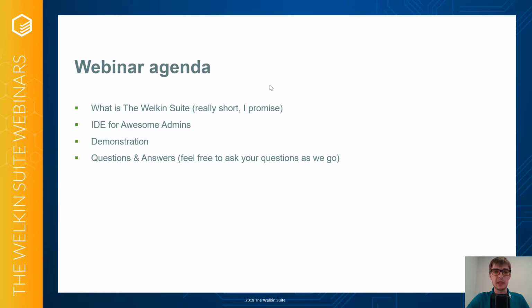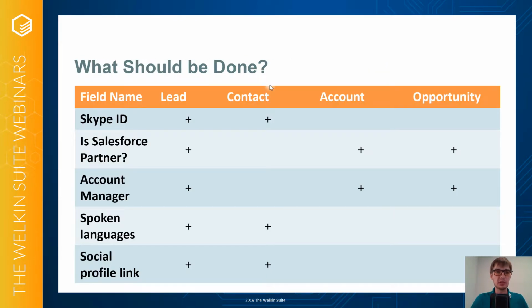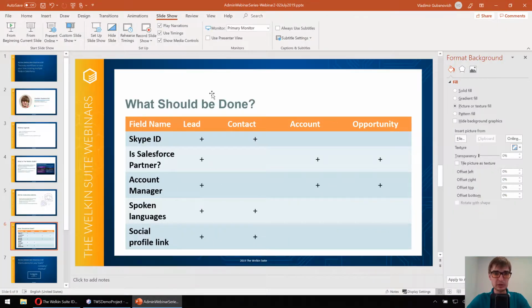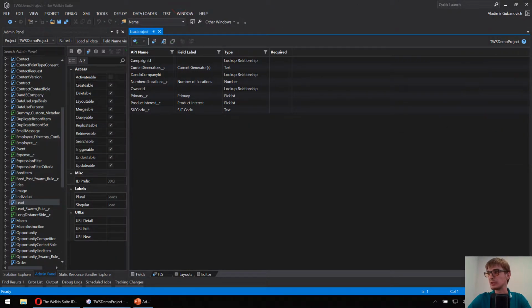It's me. And what I will do, I will create 5 fields for 4 different objects. So some very generic ones. I've tried to come up with something interesting, but these won't be very interesting fields. So Skype ID, Salesforce partner, account manager, spoken languages, and social profile link. So here are the fields, and I will switch now to the Welkin Suite, and we will try creating all of these fields in the most efficient way I can.